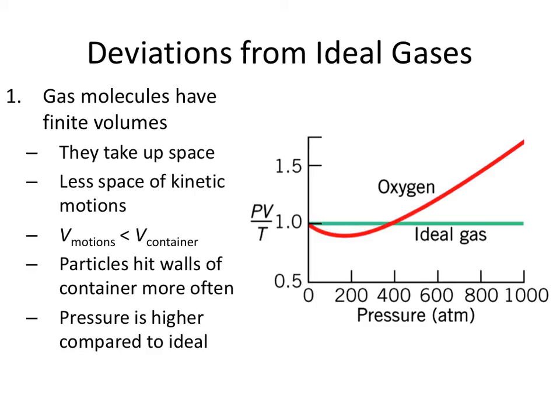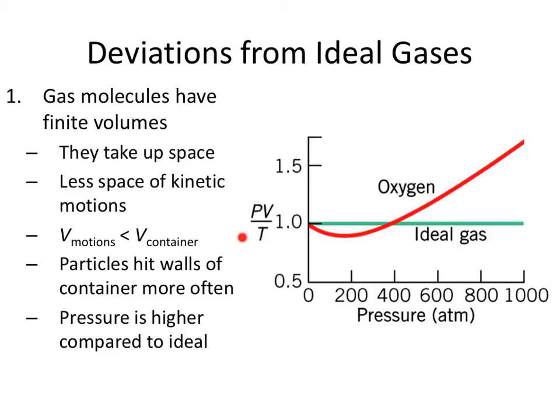Okay, so let's look at some deviations from ideal gases. First is that gas molecules have finite volumes. What this means is that they're actually taking up space, and so there's less space for the kinetic motions. What this means is that the particles are hitting the walls of the container more often, and so the pressure is higher than expected compared to ideal.